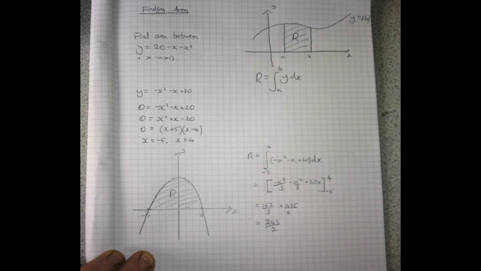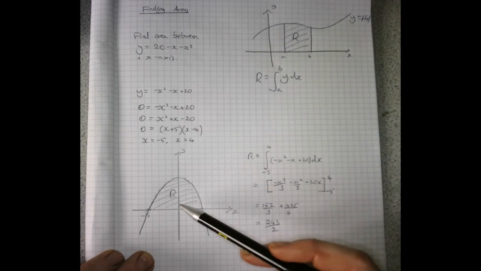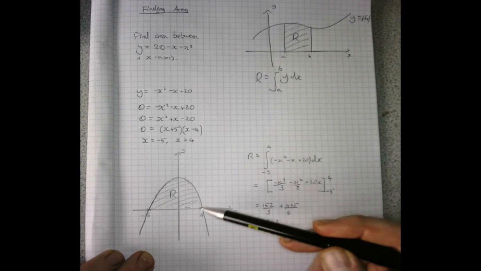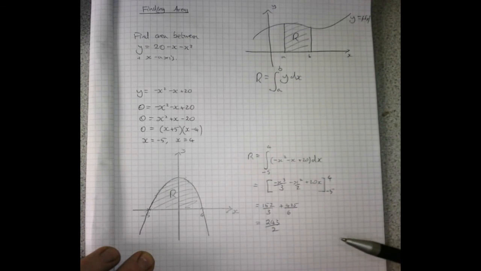For 13E, every single one's going to be like this. 13D, we start looking, 13F, we're going to start looking at areas below the x-axis. But for 13E, every single one's going to be one of these.